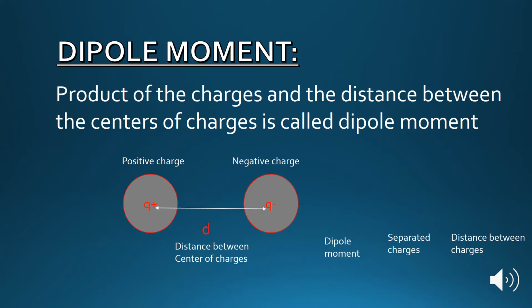Let's suppose here we have two charges which are denoted by plus Q and minus Q. And you can see here that the distance between these two charges is denoted by small d. So, the dipole moment is denoted by a Greek letter mu, which is equal to the magnitude of the charges into the distance between these charges.